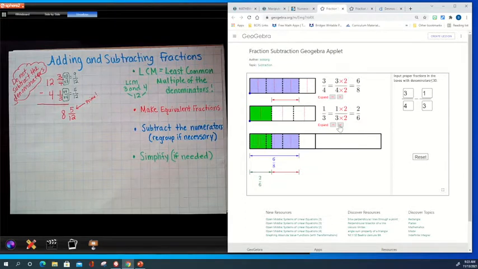I'm looking for that least common multiple. I haven't found it yet. Oh, there it is, 12. The model will be broken down into 12 for you. You can click this little button and it will rewrite the fraction for you so you can see it. 9/12 minus 4/12, and the answer is 5/12. Now, it won't work with your mixed numbers, but at least you can check it with your subtraction.